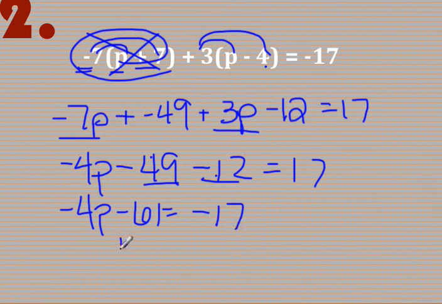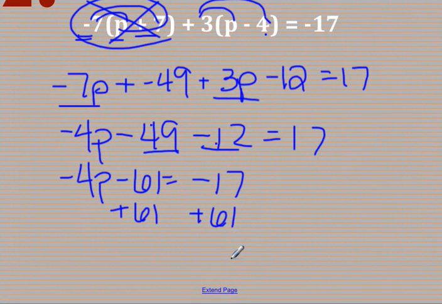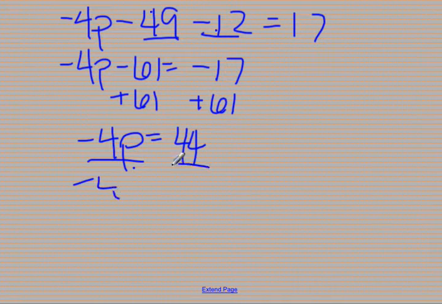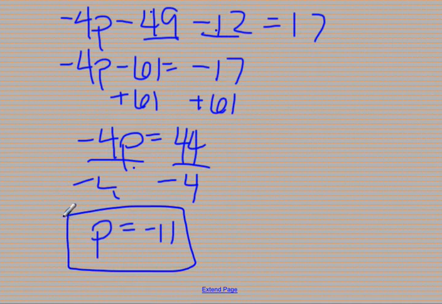Then I can go ahead and add 61 to both sides. Once I do that, I get -4p. 17 plus 61 is going to give me 78. Then I'm going to take that -4, since it's being multiplied, and divide both sides by -4. So then I get p is equal to 44 divided by -4, which is -11.